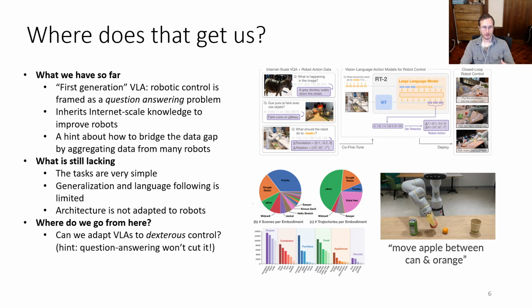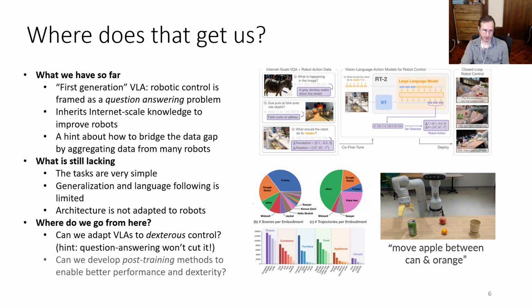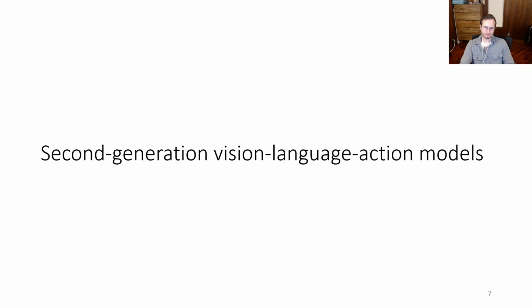So from there, it really made a lot of sense to look at how to adapt VLAs specifically to the demands of dexterous control, and simply framing control as question answering wouldn't cut it. It was also important to think about post-training methods that could enable better performance and better dexterity, and perhaps also better robustness. And that's what I'm going to talk about in today's talk.